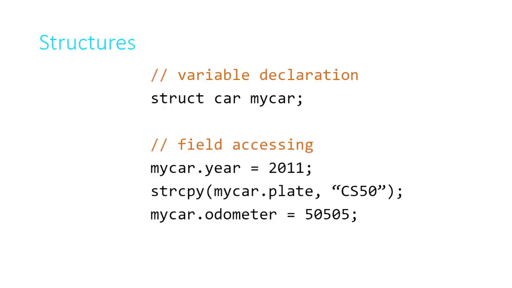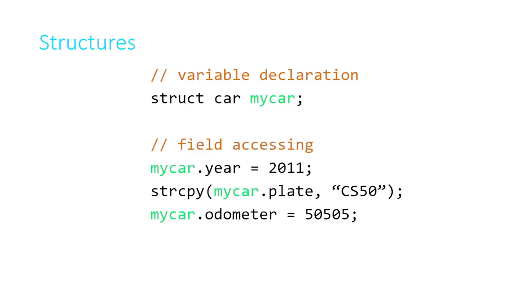Let's take a look at what that looks like. So at the top here, I have a variable declaration, struct car my car. Again, here the type is struct car, and the variable name is my car. From this point forward, whenever I want to refer to a field or a member within my car, which is, again, the variable name, I can use the dot operator to access those individual fields within my car.